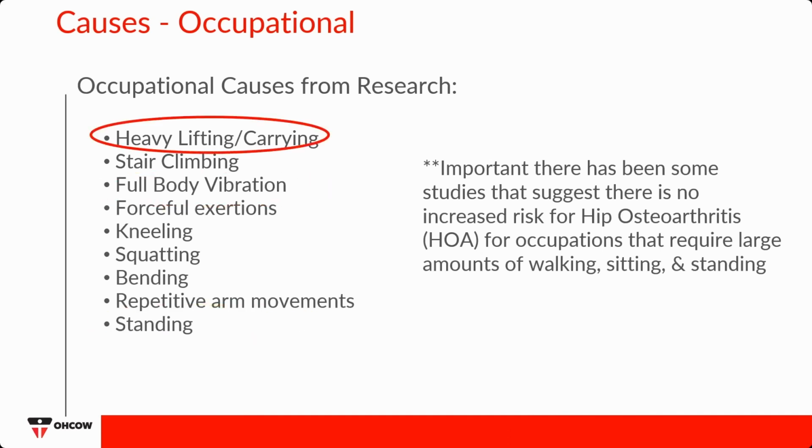But one of the common themes out of all the research, a huge predictor of hip osteoarthritis, was heavy lifting and carrying. The slide here has a note that is important: some of these studies suggested there was no increased risk of hip osteoarthritis with certain amounts of walking, sitting, and standing. However, other research suggested otherwise, so it's important to look at all of it. But a common theme across all the research that I looked at was heavy lifting and carrying being a primary risk factor in the development of hip osteoarthritis.